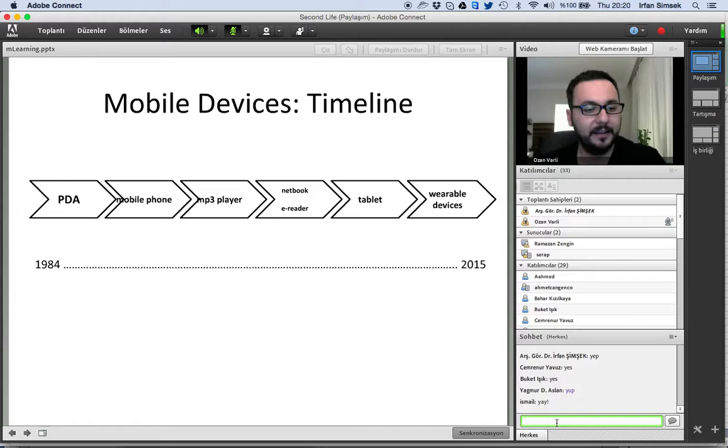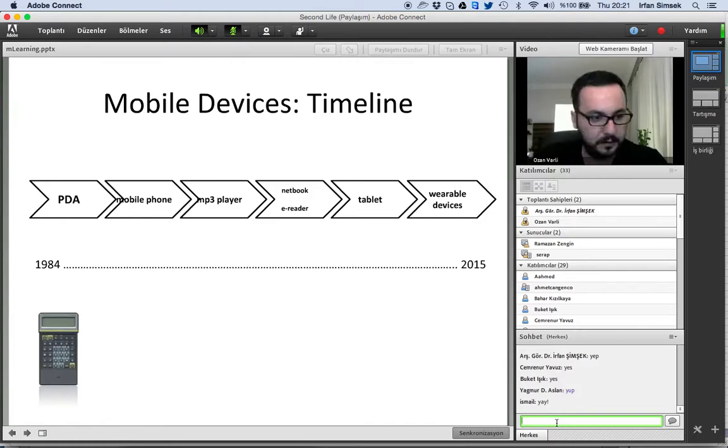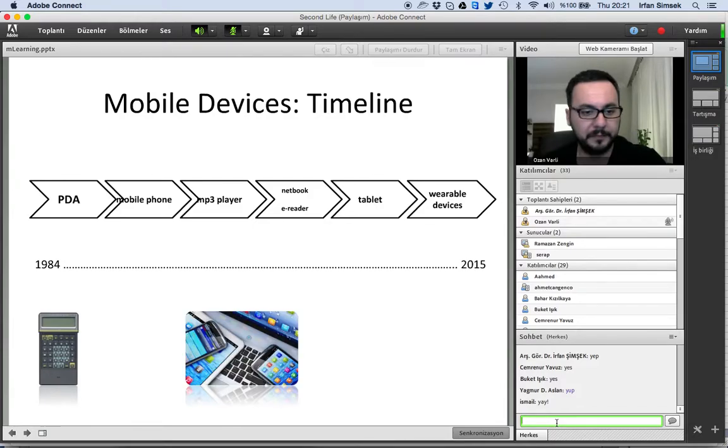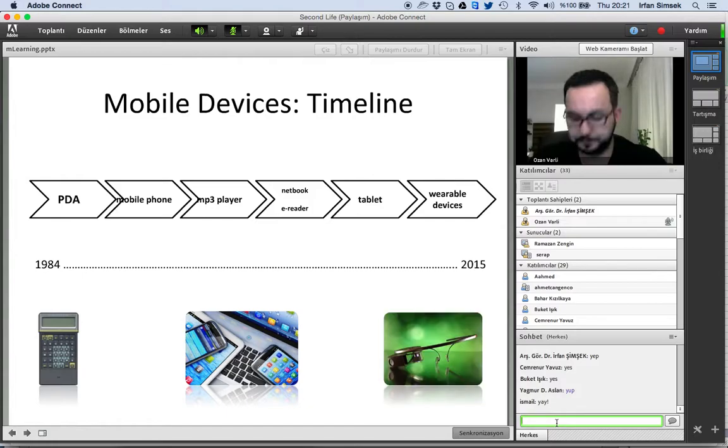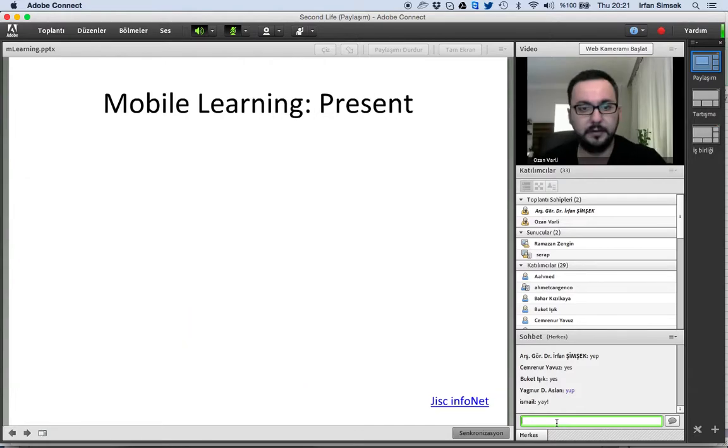So 1984 is the recorded history for the PDA, but I'm sure there were some experimental studies before that. This is the first device that's called Scion. People were so happy to have it. And after that, of course, we had mobile phones and MP3 players and netbooks, notebooks. And today this is where we stand: we use goggles and other interesting pieces of technology.